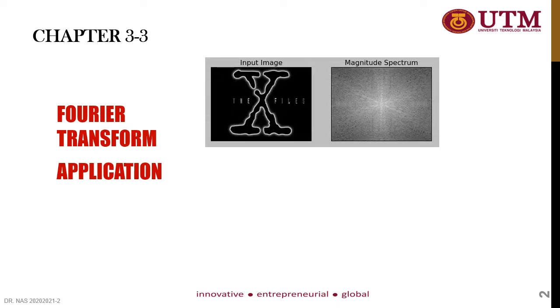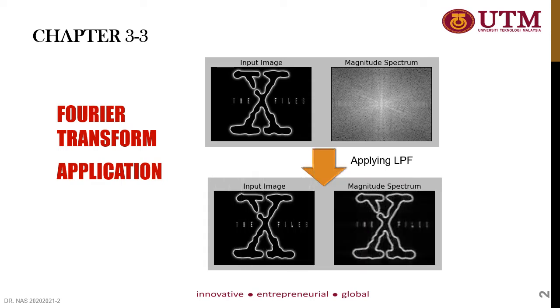So let's look at this image. The input image is originally very sharp, and when you look at the magnitude spectrum, you cannot actually see the main shape of the original signal. So therefore, by using a filter, you can get the output spectrum as similar as the input signal. So this is where the Fourier transform takes place.